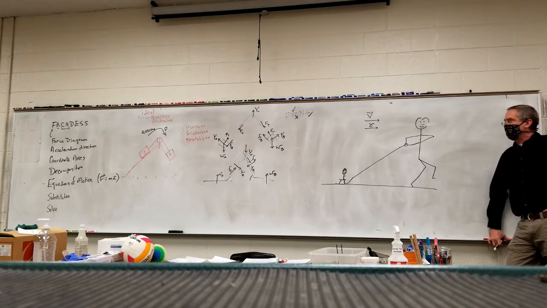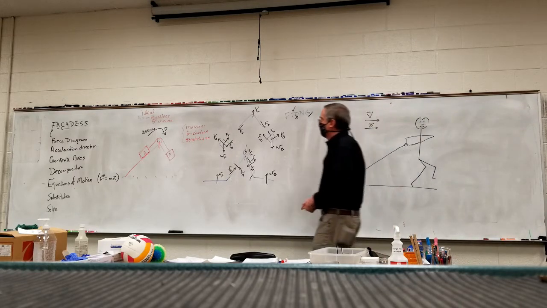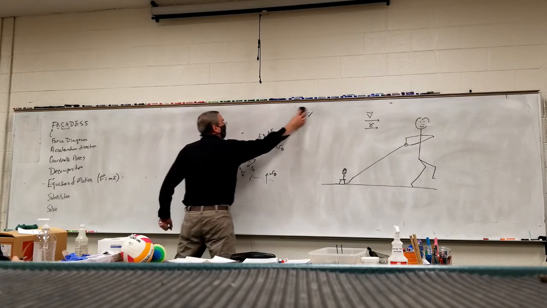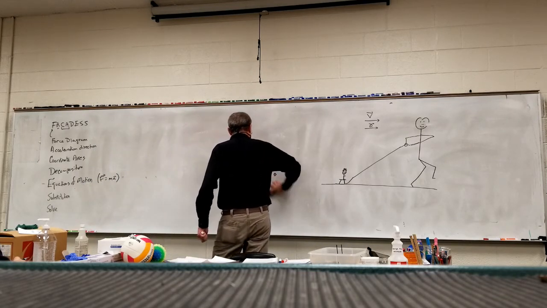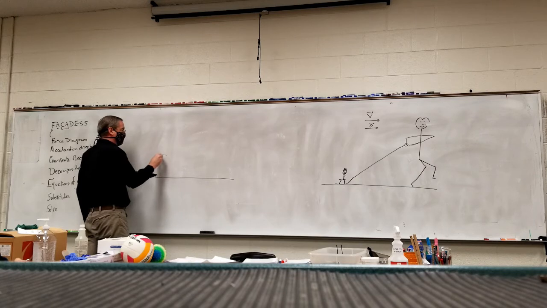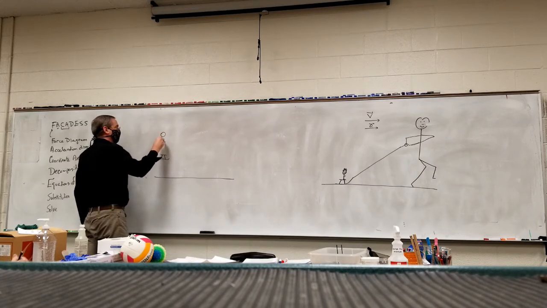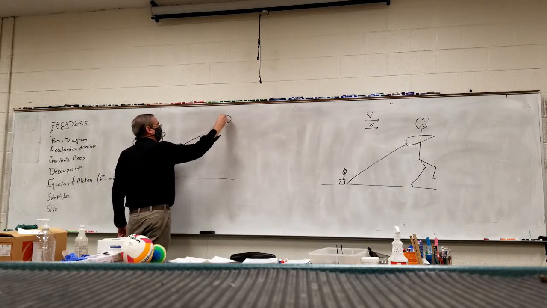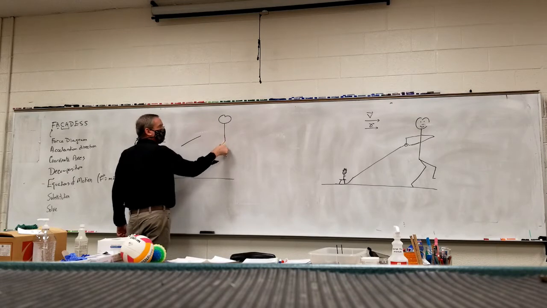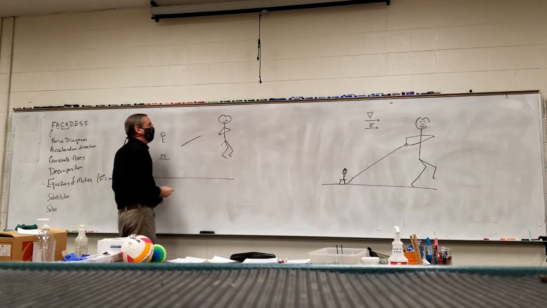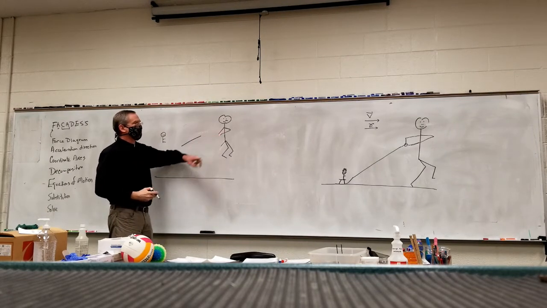All right, so here we go. We need to draw this separated. All right, so we've got ground. I'm going to have sled, boy, rope, that's supposed to be his hand.